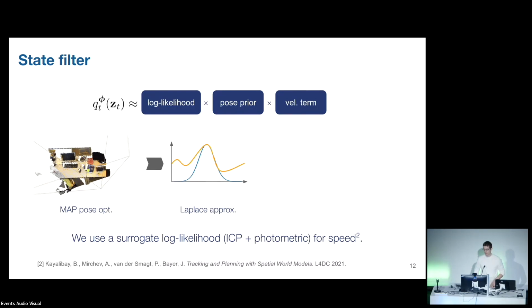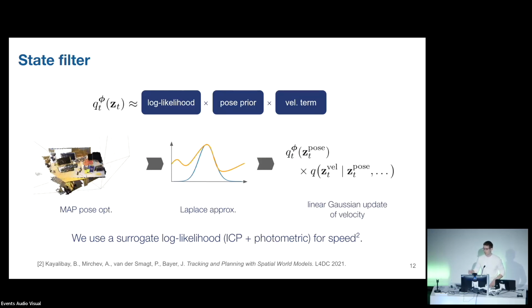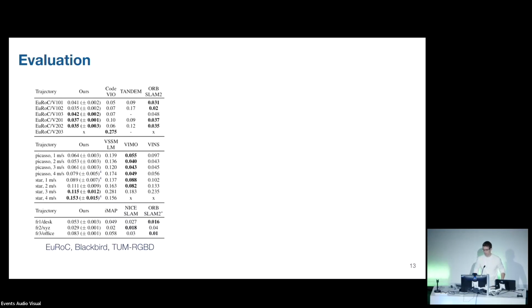So the first thing we do is a maximum a posteriori optimization of the first 2 terms. We get a pose for the agent, which is a point estimate. We do a Laplace approximation over it to get uncertainty. And then we have q(z_pose), which is a full Gaussian distribution over the pose. We fuse this together with the velocity given pose linear conditional, and this gives us a linear Gaussian system, which we solve to get the joint posterior.